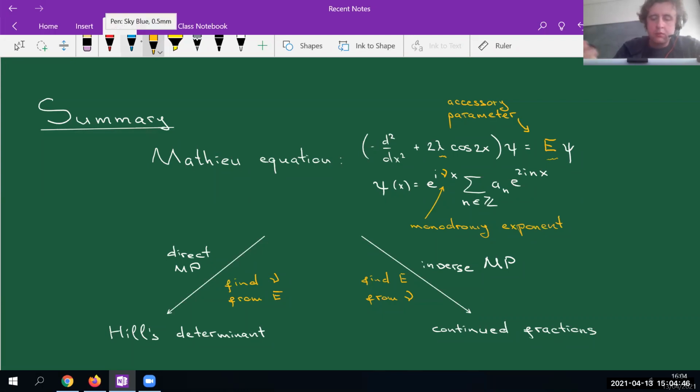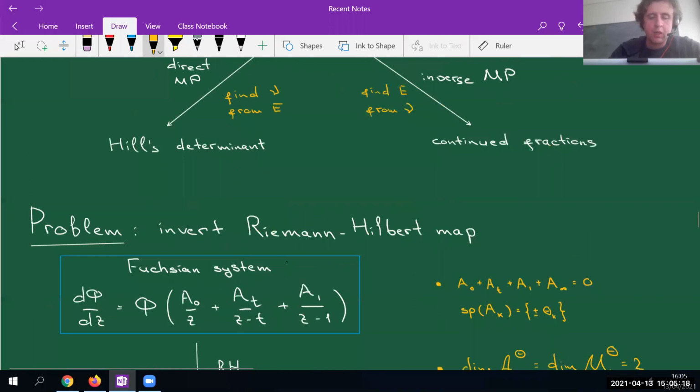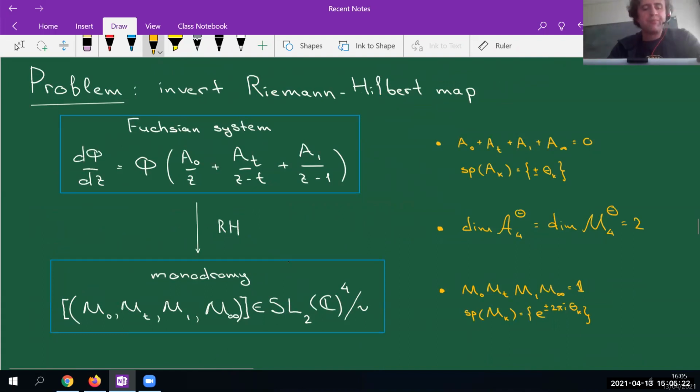And we asked two questions. So one was this direct monodromy problem, which was to find mu in terms of the energy, so monodromy in terms of the equation. And this was solved in terms of Hill determinant. Now, the inverse monodromy problem was to find the energy given monodromy. Okay, and this was perturbatively solved using these infinite fractions. And then we arrived at an analogous question, but now in the context of linear systems.